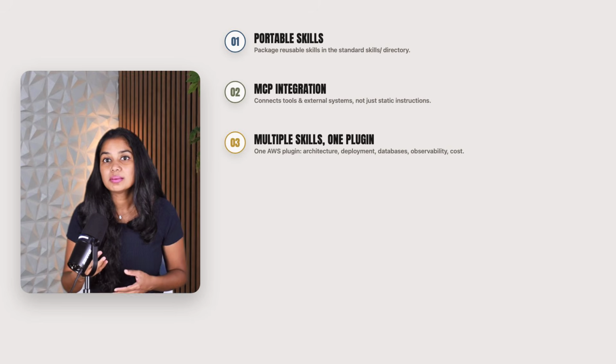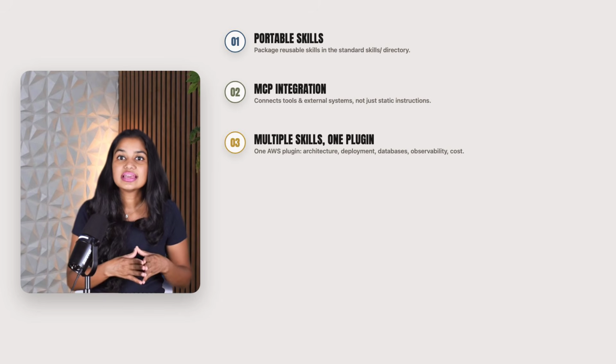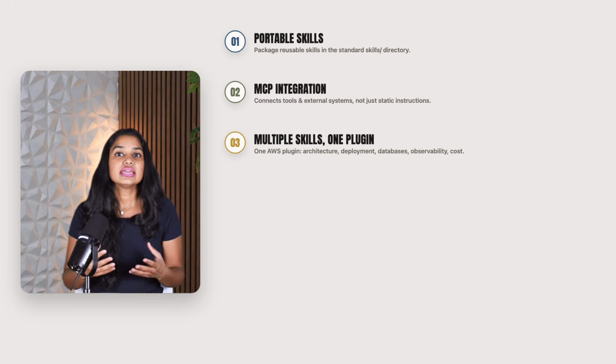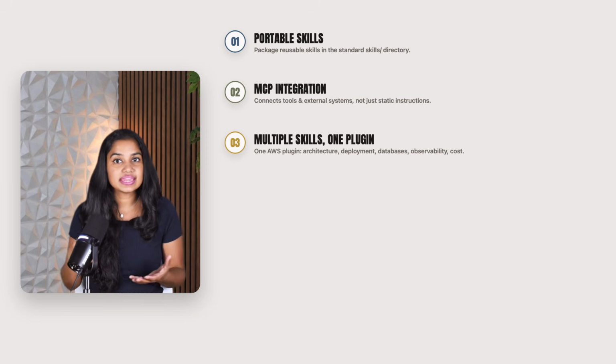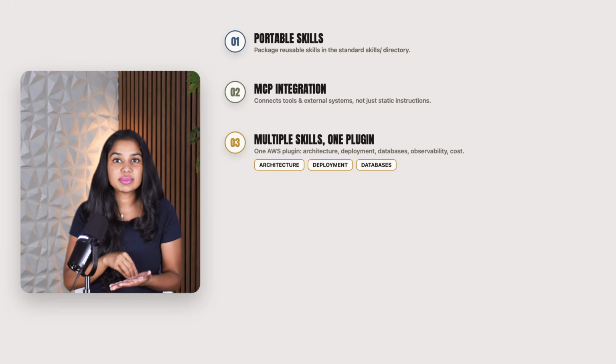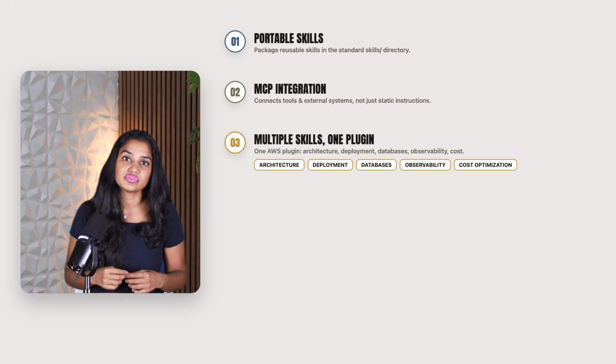So you can combine skills with tools inside the same package. Feature number three, multiple skills in one plugin. You don't have to create a plugin for every tiny capability. A plugin can contain multiple skills. For example, imagine an AWS plugin: architecture, deployment, databases, observability, cost optimization. That is much more useful than one giant instruction file.